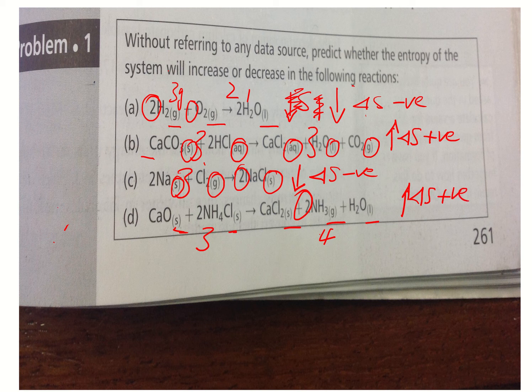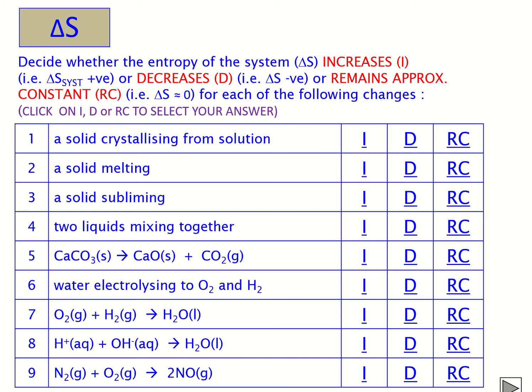Alright, so I'm going to go to the next slide over, and then it's your turn. So you've got a variety of ones there, so have a look down them. You've got 3 options. You have an increase, a decrease, or remains approximately constant. So pause the video now, have a look at them, and then I will give you the answers.